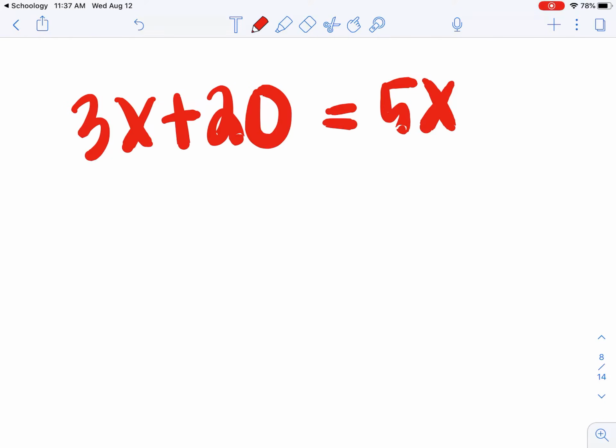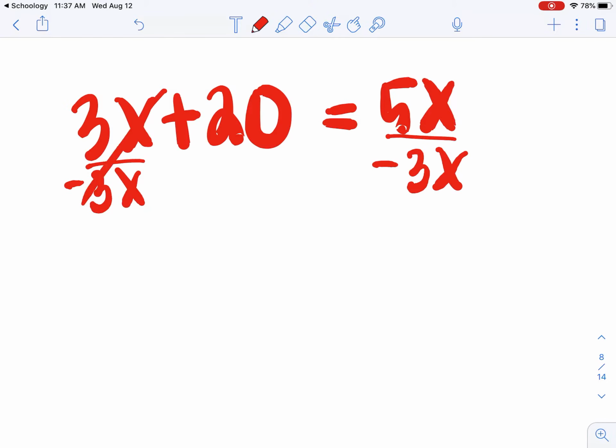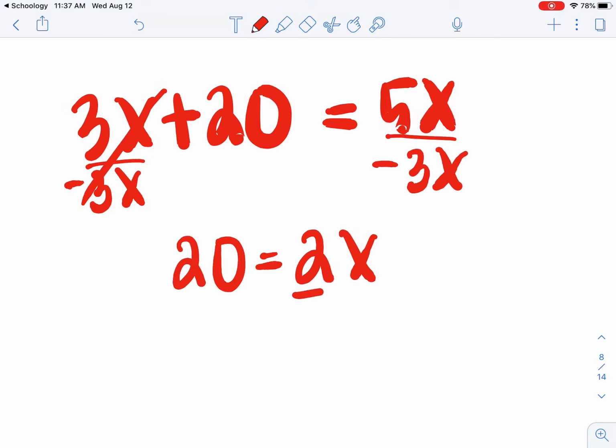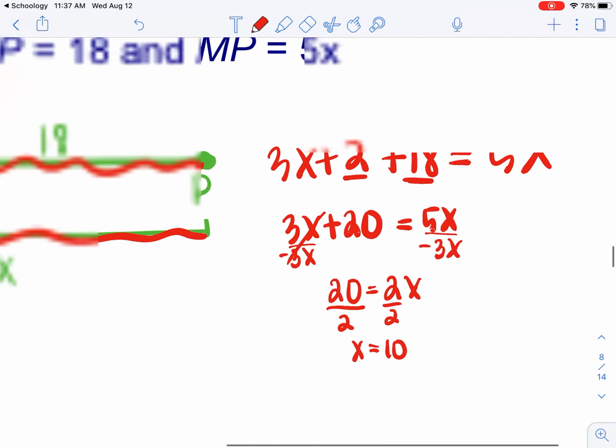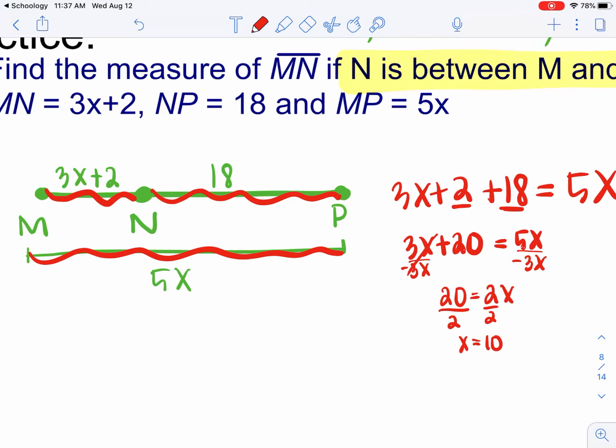So I have to say to myself, okay, I have to get them all on one side. What do I want to keep? Do I want to keep the 5x here or the 3x? I like to keep the bigger one, so I'm going to subtract 3x from both sides. 20 equals 2x. Divide both sides by 2. X is 10.